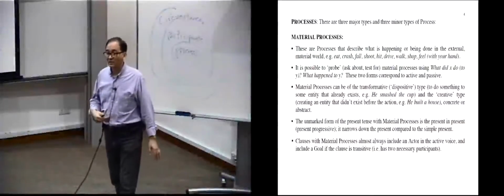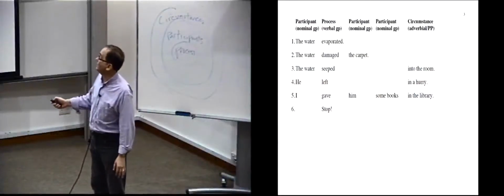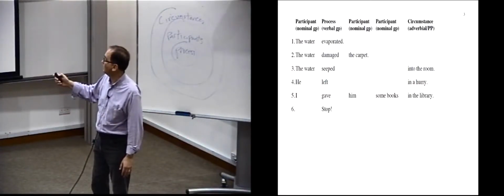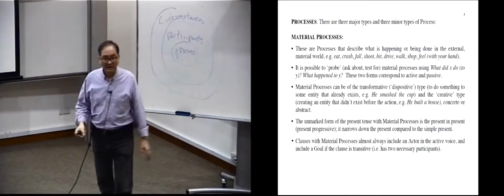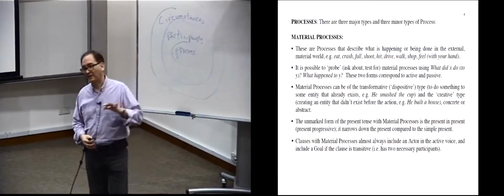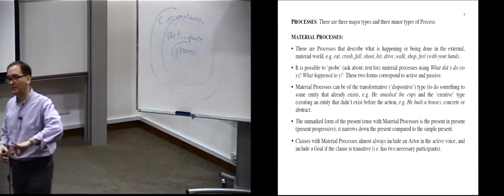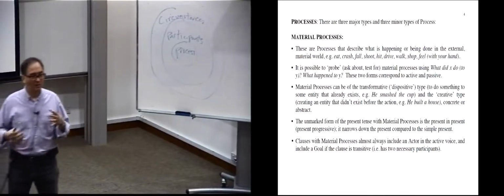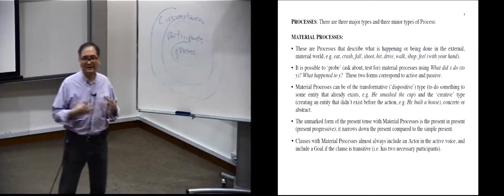Okay, so now we talked about these processes of evaporated, damaged, seeped, left, gave, stopped. These are all processes. Now, there are six types of processes altogether, three main types and three kind of marginal types. So it's important to distinguish them.